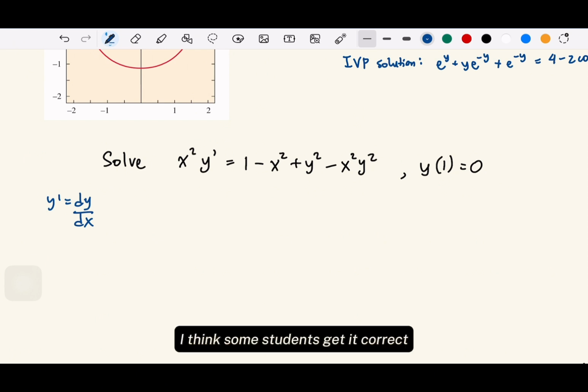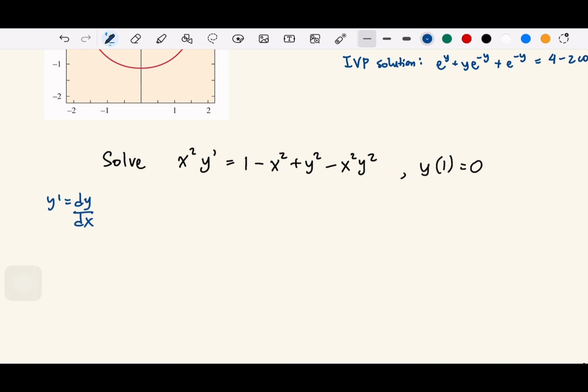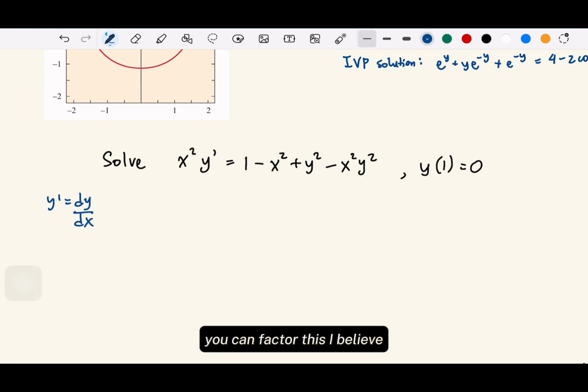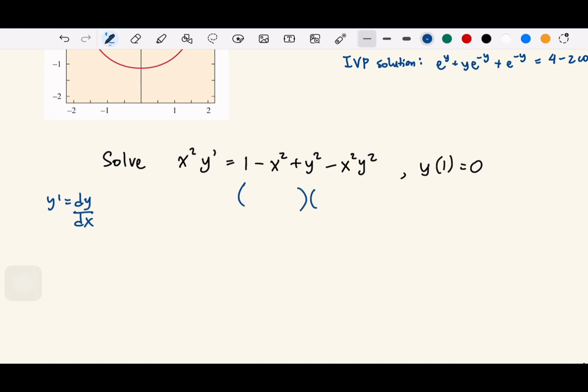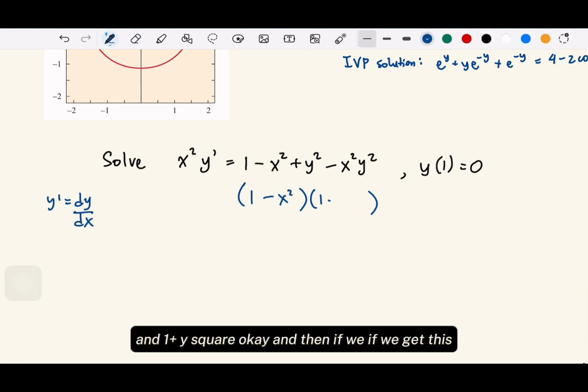I think the first step, some students get it correct. So the first step is to factorize. You can factor this out, right? So you can factor this, I believe, as 1 minus x squared, and 1 plus y squared. And then if we get this, we can simply separate x and y.